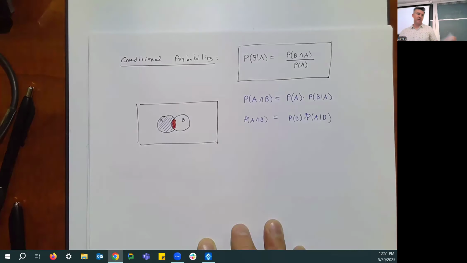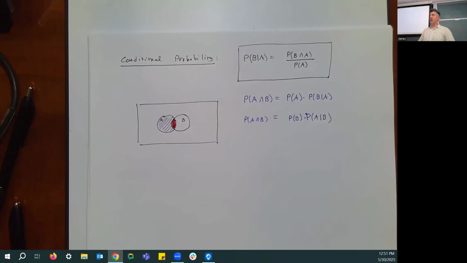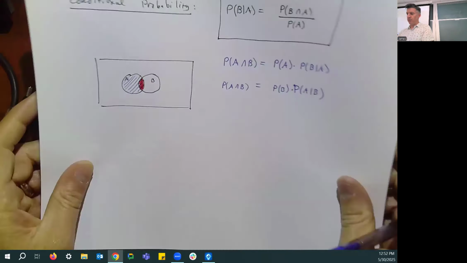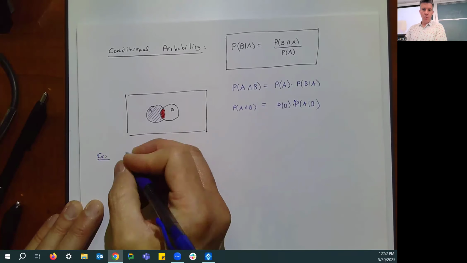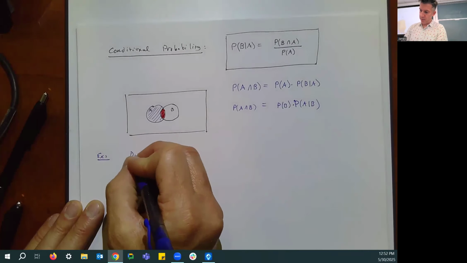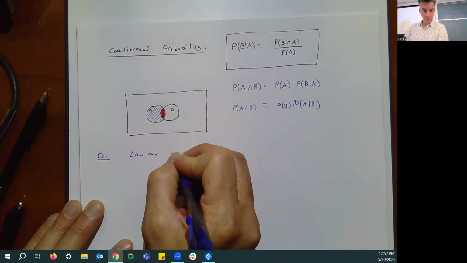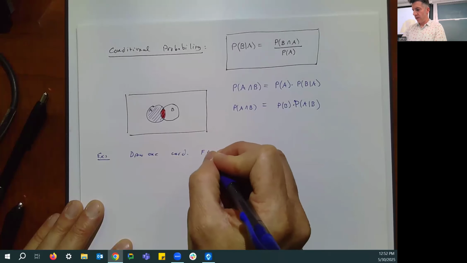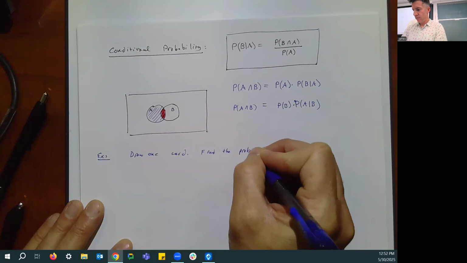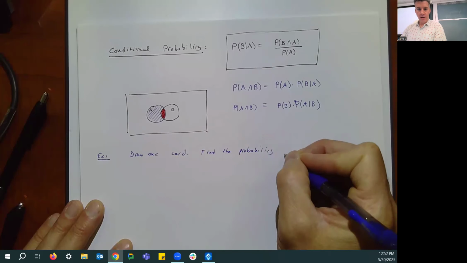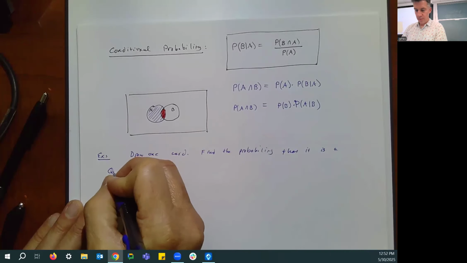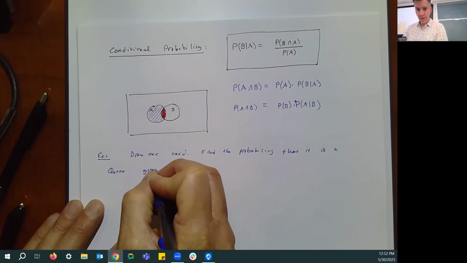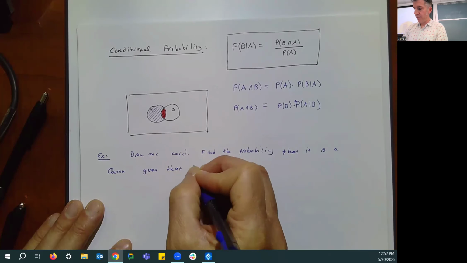And the interesting thing about these probabilities is there's kind of like three good ways of calculating them, really, depending on what information you have. Let me show you an example. So one card is drawn from a deck. So draw one card. Find the probability that it is a queen given that it is a face card.